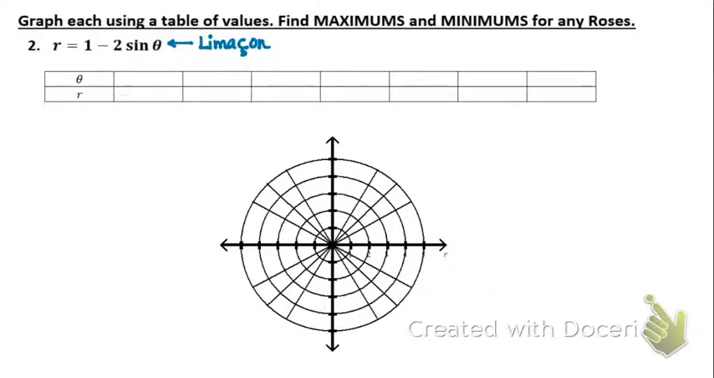What's the period for all of our Limaçons? 2 pi, yes, period of 2 pi. So we're going to have to take all of these little cells in this table here, we're going to have to cut them all in half. We're going to have to add 3 on the end so that we can go all the way out to 2 pi.